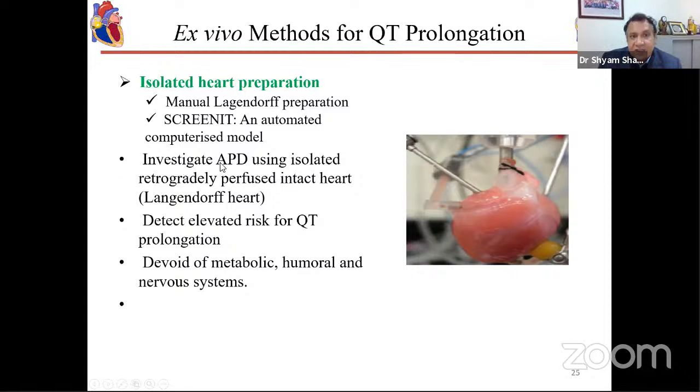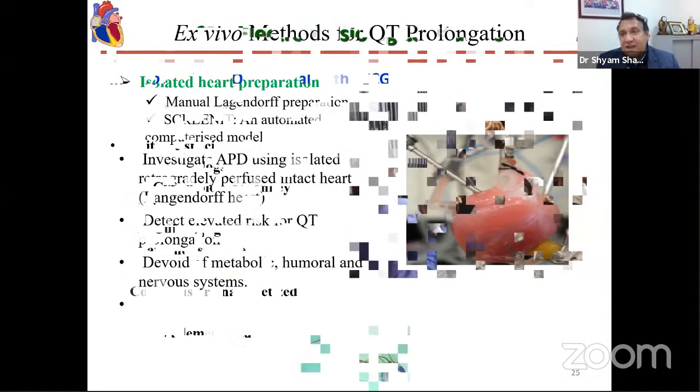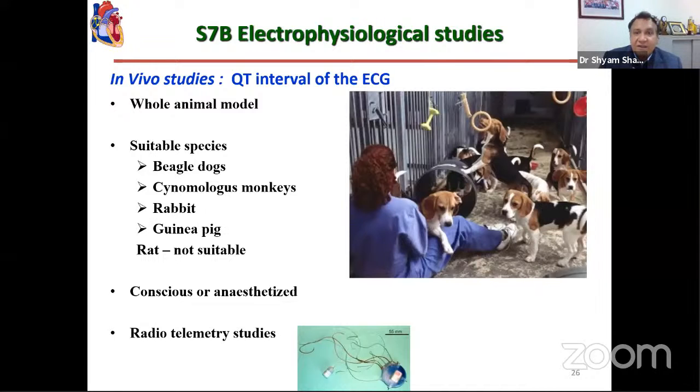Then investigation of the action potential duration in an isolated retrogradely perfused intact heart can be done, and that can also be used for investigating. These systems are devoid of metabolic, humoral, and nervous system influences because these are isolated systems, and that is why, when we think about felines and this, we always prefer to use some animals for these. For QT prolongation on ECG, in whole animals, you can use beagle dogs. These are a kind of docile dog, and you can work on them.